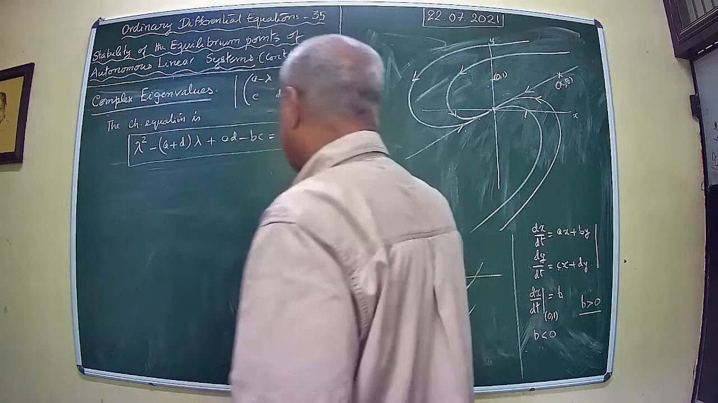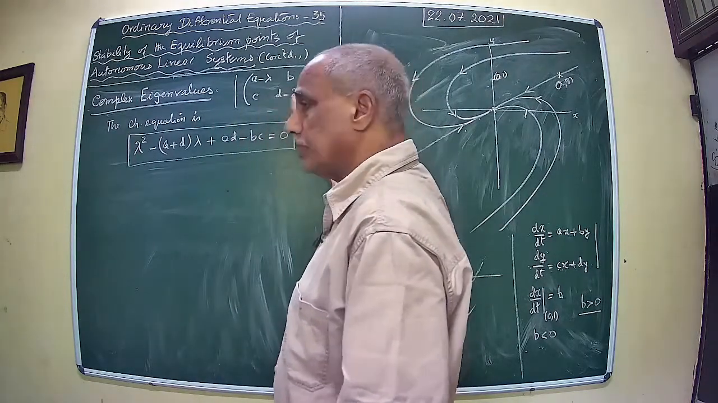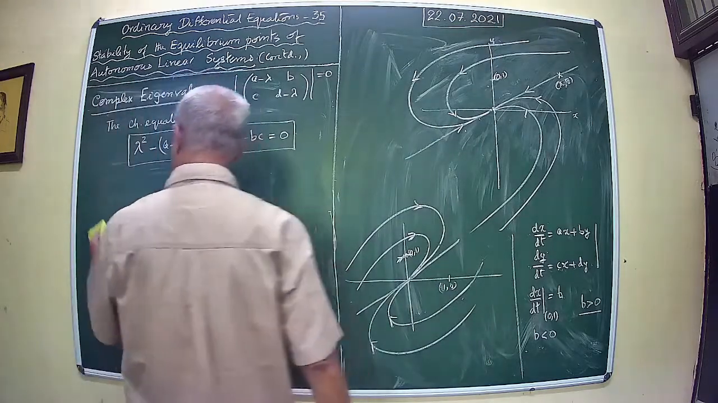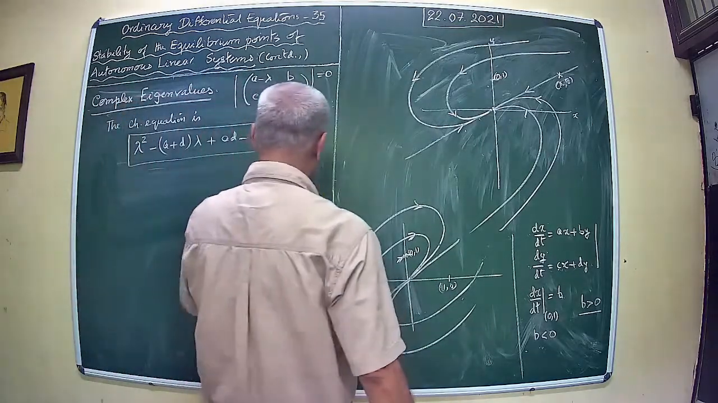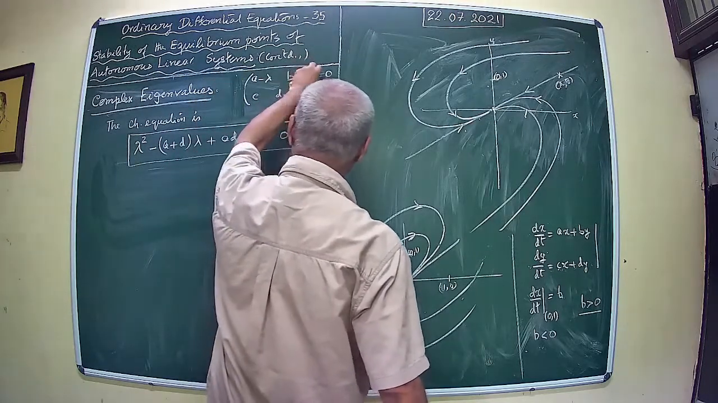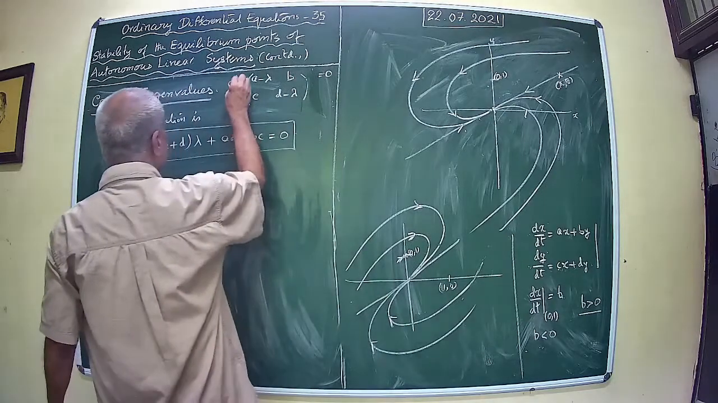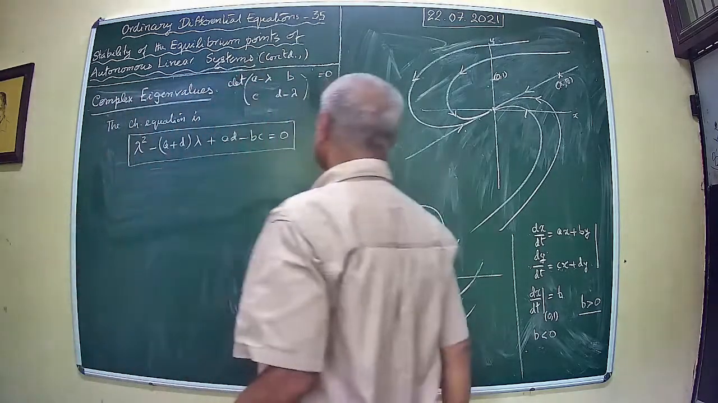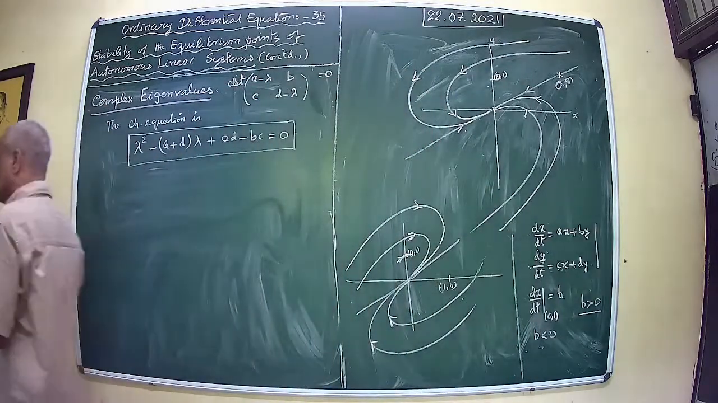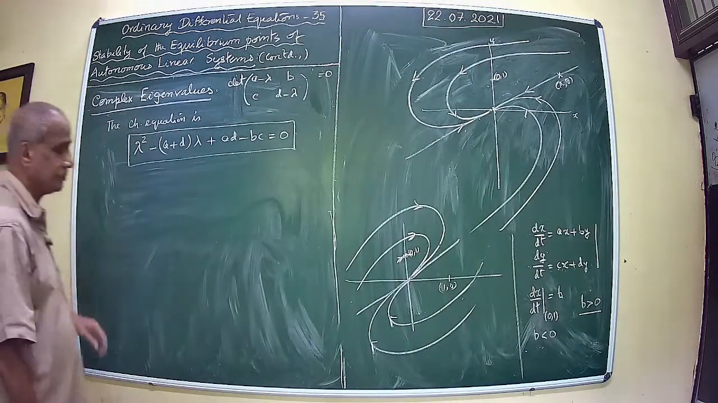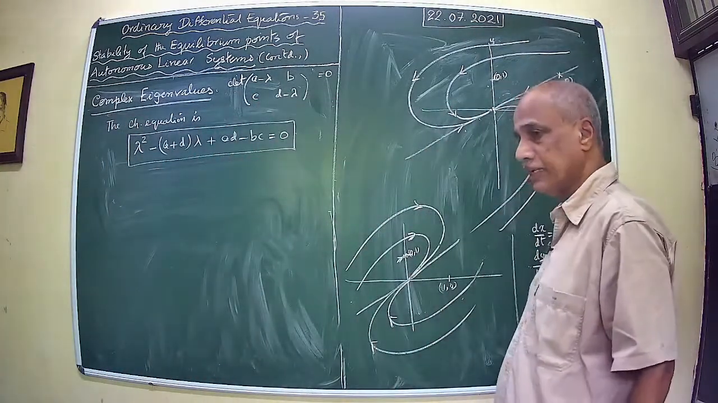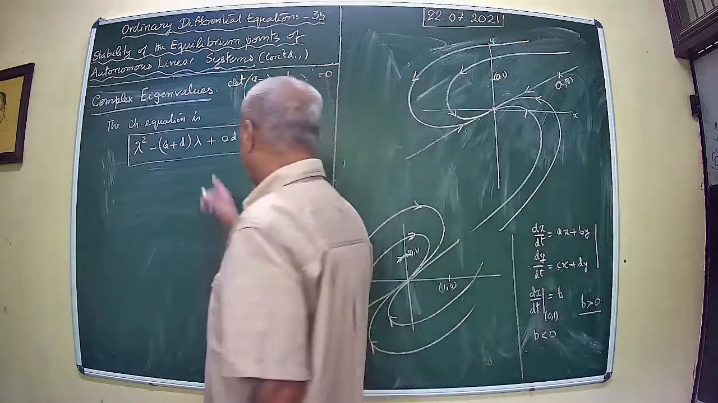I suppose I am right. You can quickly work out the determinant of this matrix, setting it equal to 0, and then get it. When do you get non-real eigenvalues? The discriminant is negative.